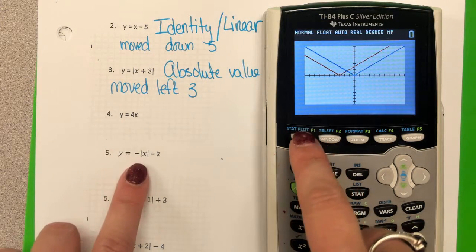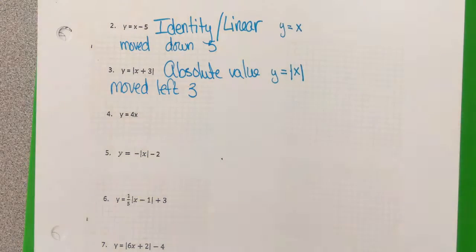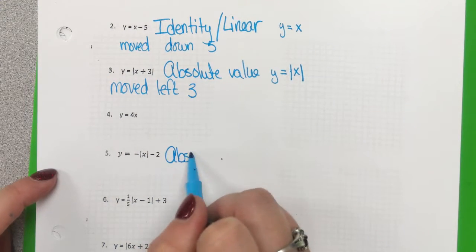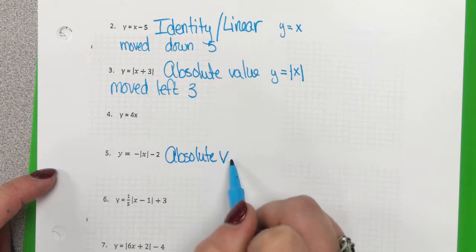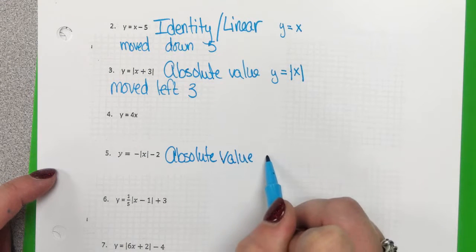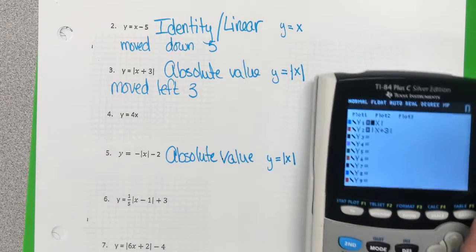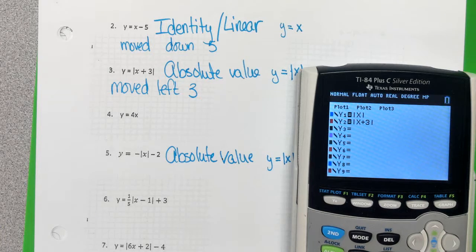All right, let's go to number 5. So what kind of graph is that? Absolute value. There you go. Yes, you have to write it because the direction said so. Parent graph is y equals absolute value of x, which we already have in our calculator. All right, now here's what's different on number 5. You ready?